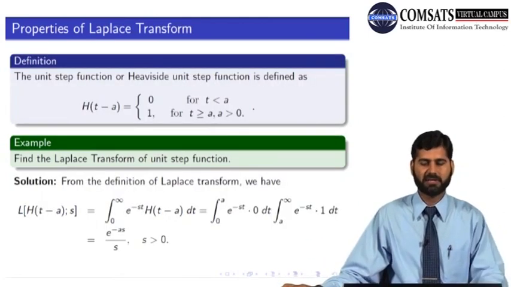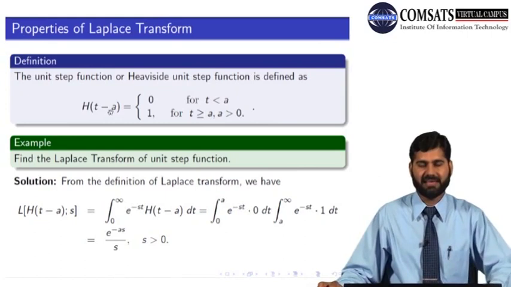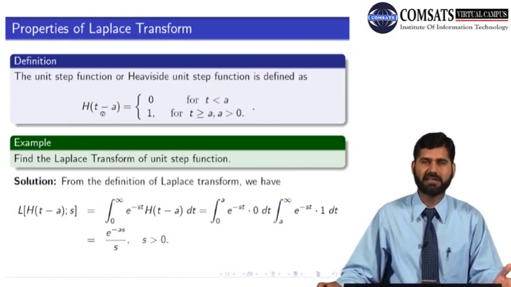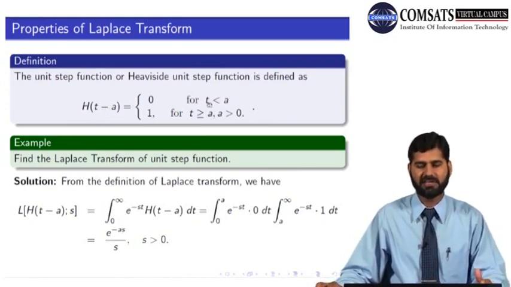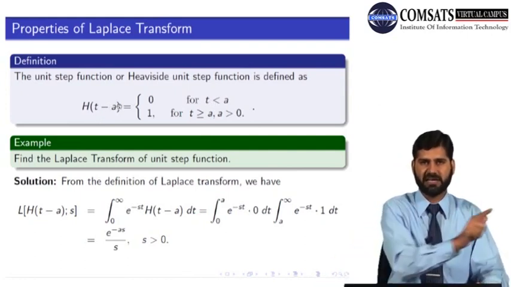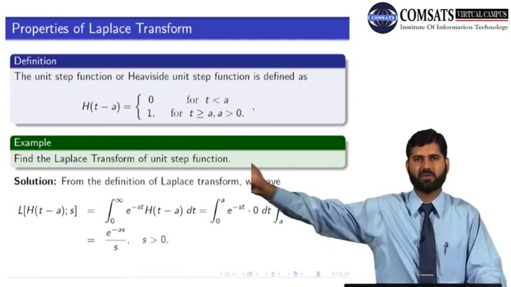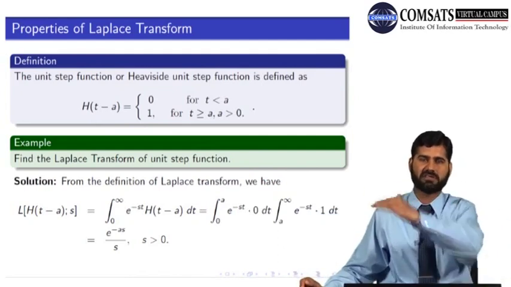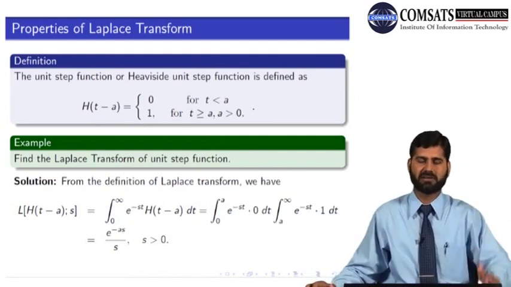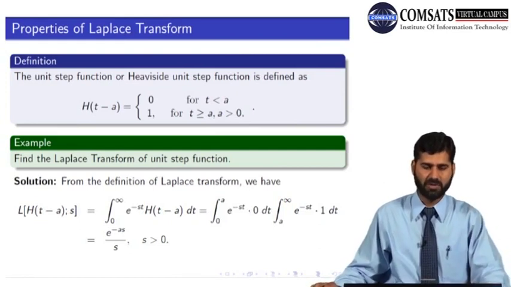Next is the definition of the Heaviside function. You know what the Heaviside function is, of course. The unit step function or Heaviside function is defined as h of t minus a. It is 0 before a, it is 1 after a. When t is less than a, it is 0. When t is greater than a, it is 1. So once it reaches a, it jumps to 1 and keeps going like this. So it's a unit step function. That's it. It takes a step of 1 unit at t equal to a.